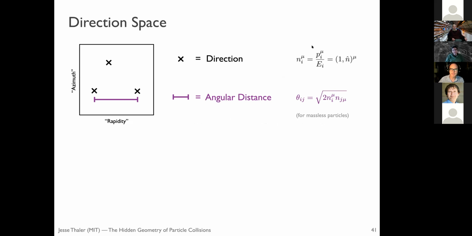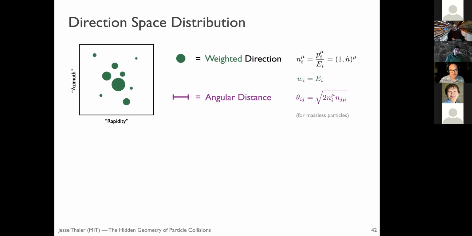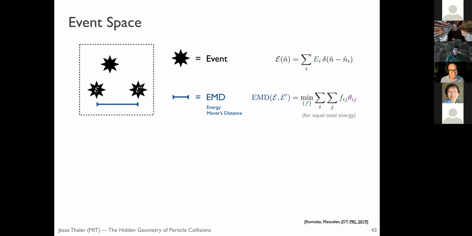If you want to write it down in 4-vector form and actually account for mass information, there turns out to be a nice way of generalizing this. But let's just stick with rapidity and azimuth for right now. You take directions, you weight them by their energy, and that gives you an event. So what is an event? An event is just energy-weighted directions. That event can be thought of as a single point in abstract space, and I can use this optimal transport problem, this EMD, to compute the distance between pairs of events.